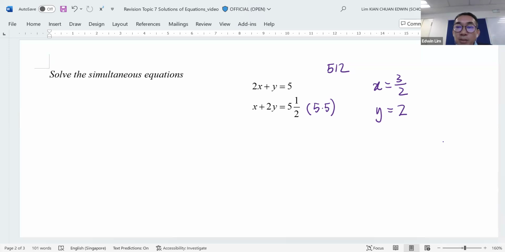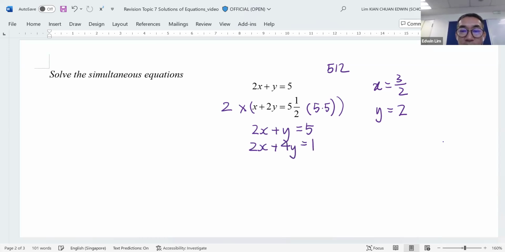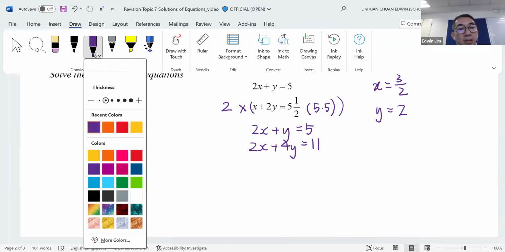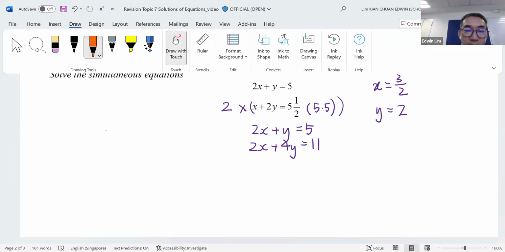Okay. Based on this, I can go on, make x the same value or make y the same value. I multiply 2 for the lower equation. So 2x plus y equals 5 I never do anything. The next one, I multiply by 2. So 2x plus 4y equals 11. 2x and 2x. Now I can just use minus.